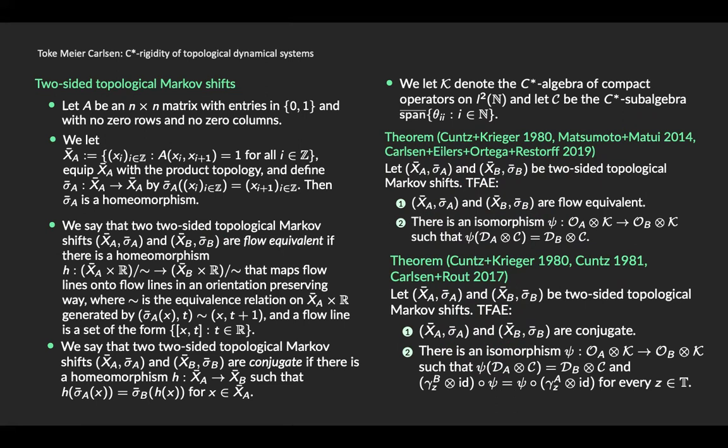Okay, so all these results about topological Markov shifts and Cuntz–Krieger algebras, and also the results I told you about the classical topological dynamical systems and their cross product C*-algebras, can be proven with the help of groupoids. So I will end by briefly telling you about this.